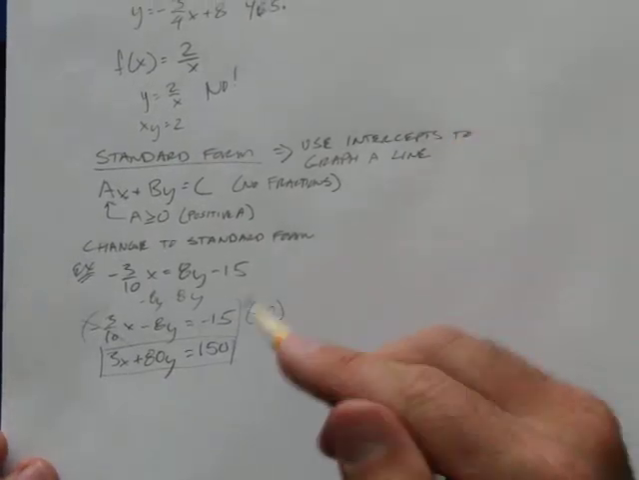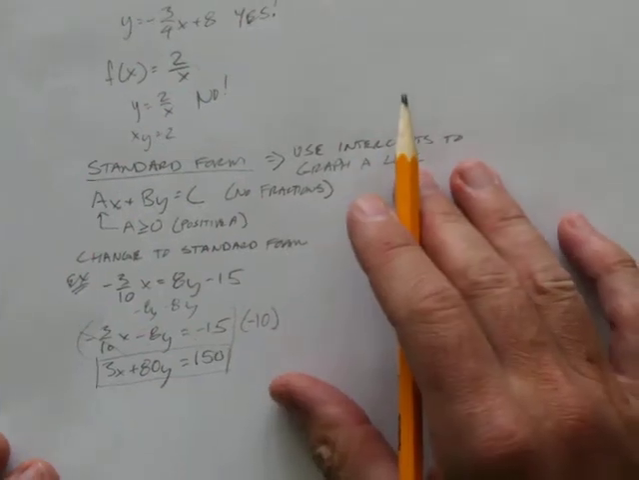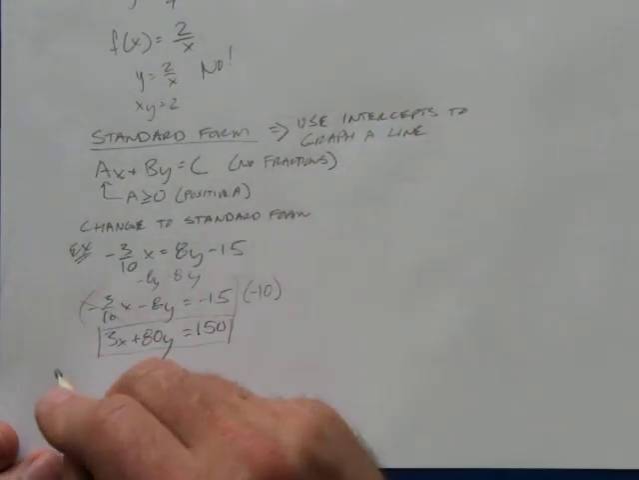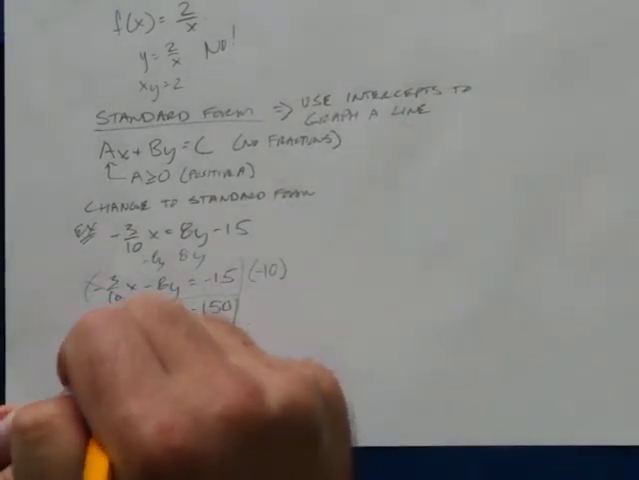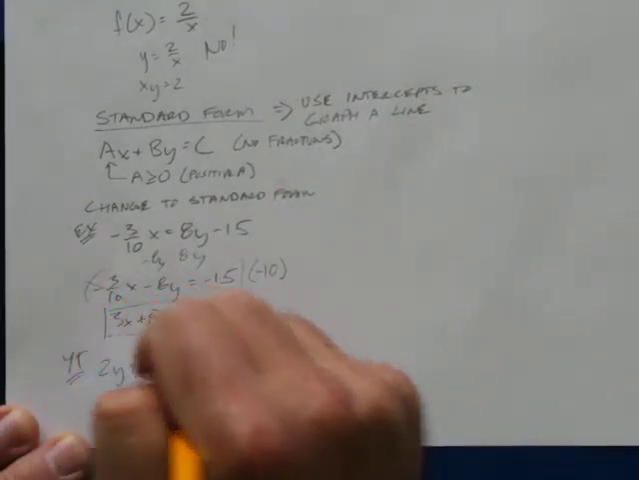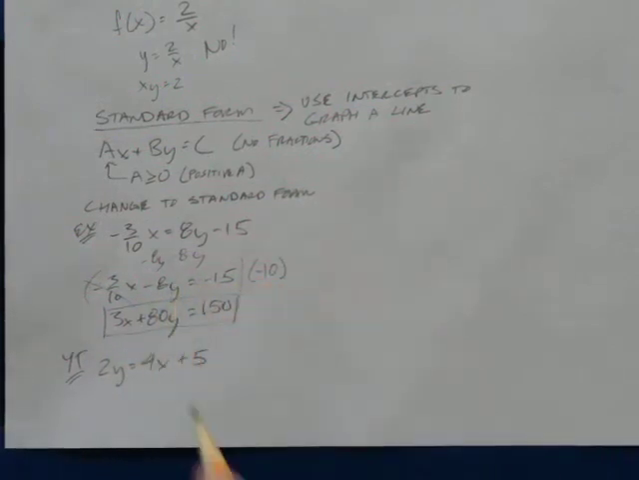Now, I'm going to show you real quick. Well, no, actually, let's just go ahead and do a you-try. So 2y equals 4x plus 5. Use your knowledge of algebra to change this to standard form. Pause now.